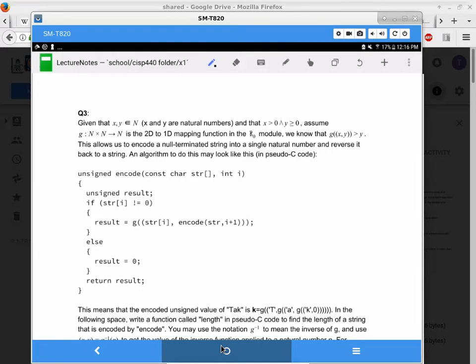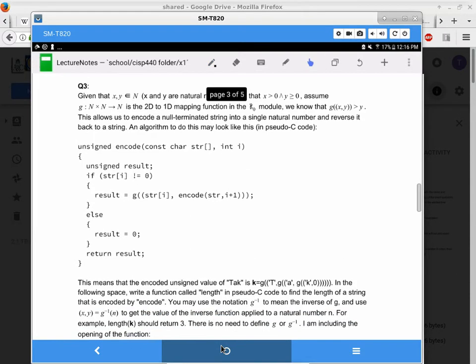But even if you don't understand recursive subroutines, I do give you an example down here that TAC, as a non-terminated string, is going to be G applied to uppercase T, and then the second item of the 2-tuple is the G of A, and then it's all nested like that. The last one, the innermost one, is K, the ASCII code of K and a 0.